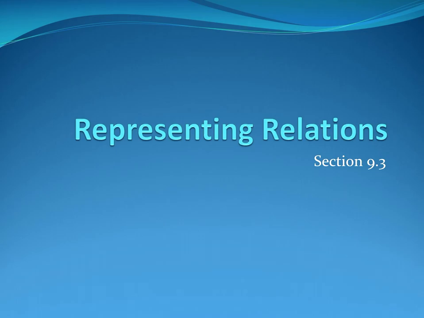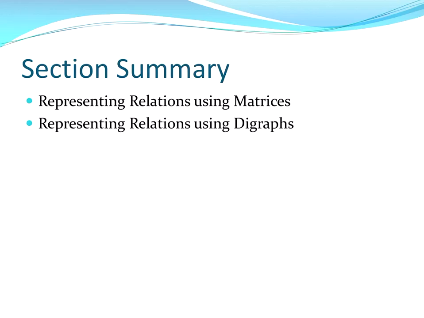We're in section 9.3 of Rosen, Discrete Mathematics and its Applications. The topic is representing relations. We've looked at a couple of ways of realizing relations: the roster method, and arrows between elements of sets. Here we're going to look at two more: matrices to represent relations, and then digraphs or directed graphs. This video will cover the matrix representation.